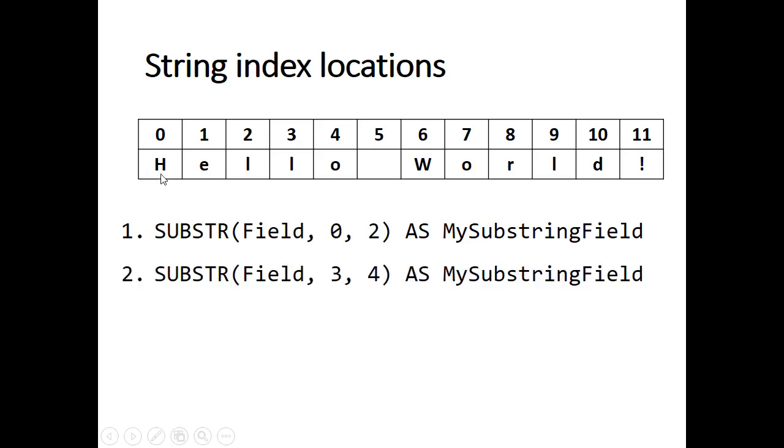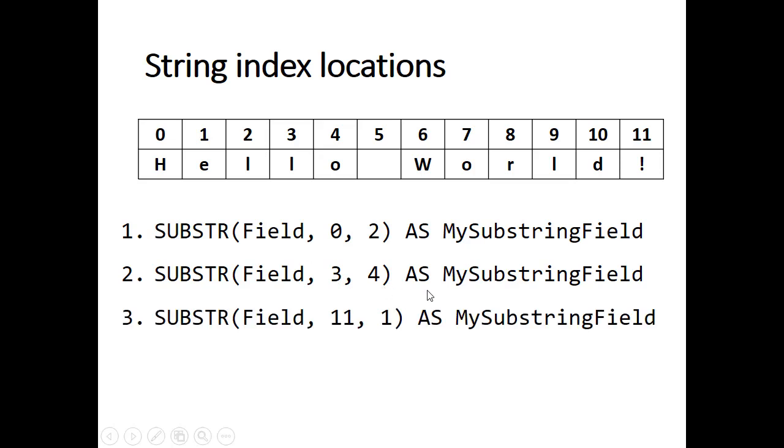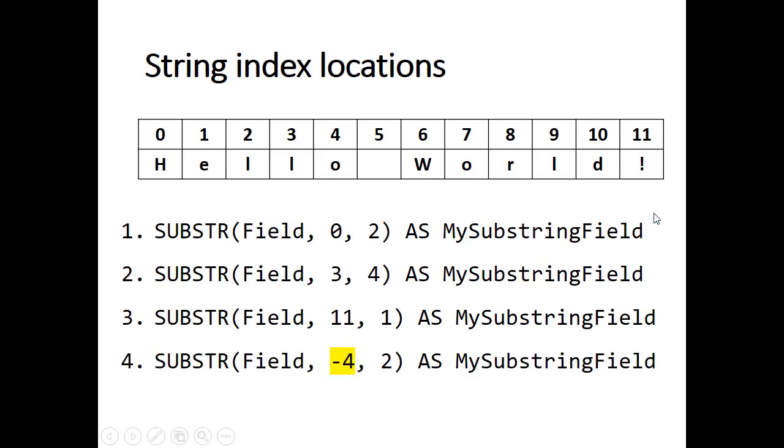You don't always need to start at the beginning. Substring field 3, 4 means starting at index location 3, this second lowercase l, I want 4 characters: lowercase l, lowercase o, a space, and a capital W. These 4 characters in the middle of the string, I would get with a 3 and a 4 as arguments. How about this? 11, 1. 11 means start at this index location, so starting at this exclamation point, I want 1 character. What's that going to give me? An exclamation point, and only the exclamation point.